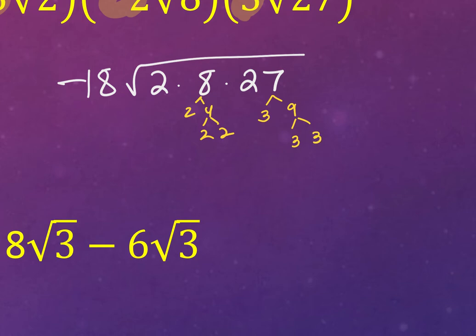So now I've got this 2 that was part of my original one. So I have one pair of 2's there. A 2's going to come to the outside. I have a second pair of 2's. Another 2's going to come to the outside. I have a pair of 3's. A 3's going to come to the outside. And the only thing left is this 3 that doesn't have a pair.